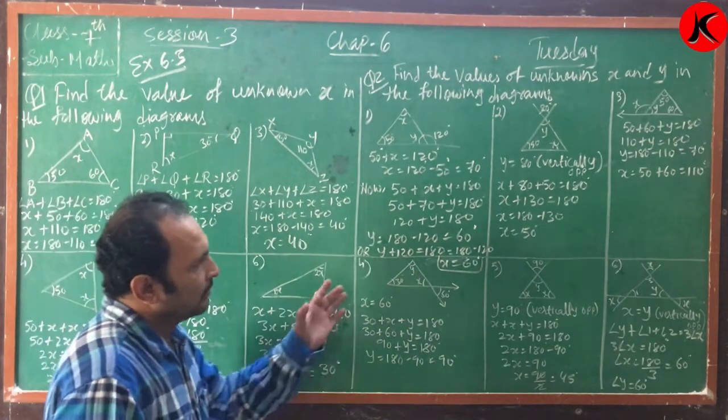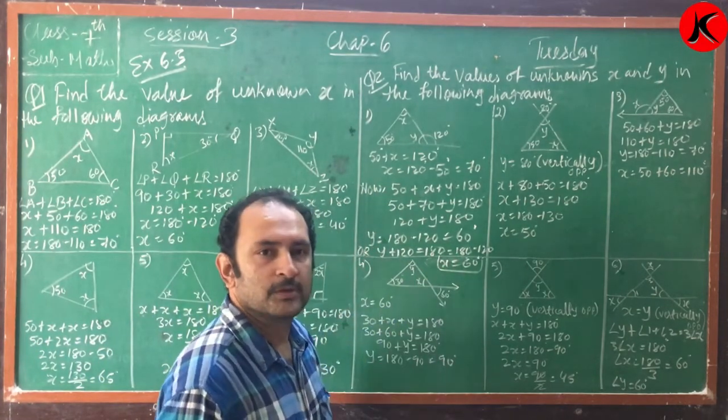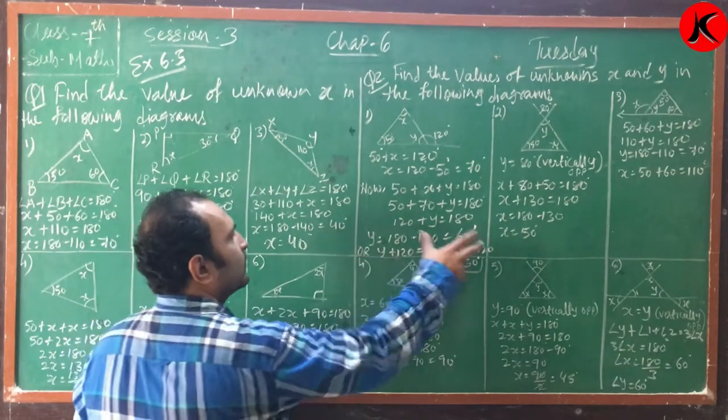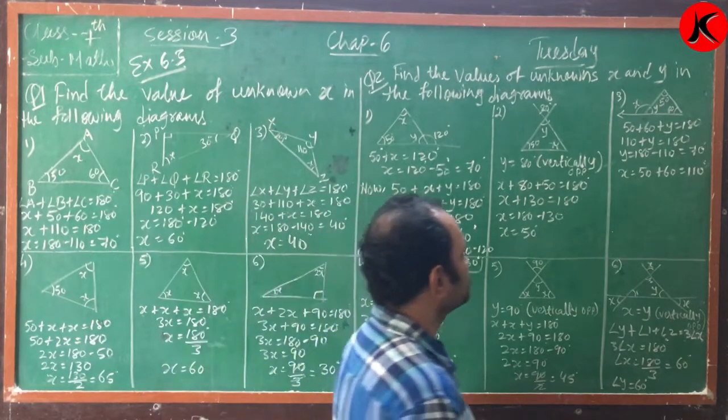ठीक है बेटा? Either do this method or you can do this method also. Okay, children? I think that would be a shorter one. Let's come back to this. Next one.